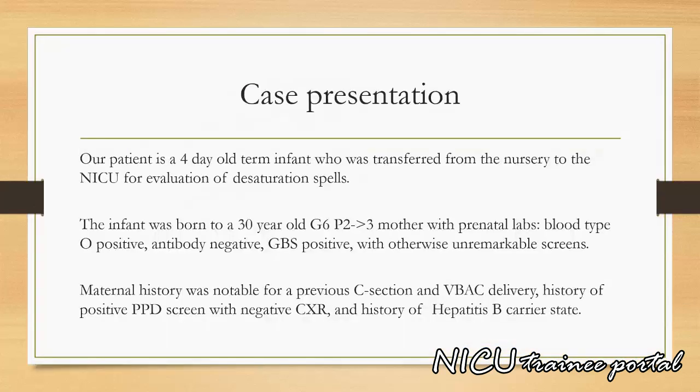Our patient is a 4-day-old term infant who was transferred from the nursery to the NICU for evaluation of desaturation spells. The infant was born to a 30-year-old G6P2 now 3 mother with prenatal labs, blood type O positive, antibody negative, GBS positive with otherwise unremarkable screens. Maternal history was notable for a previous caesarean section and VBAC delivery, history of a positive PPD screen with negative chest X-ray, and history of hepatitis B carrier state.